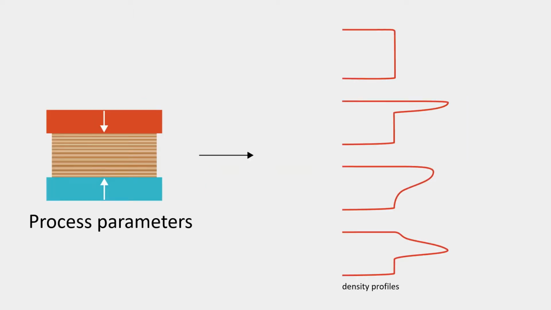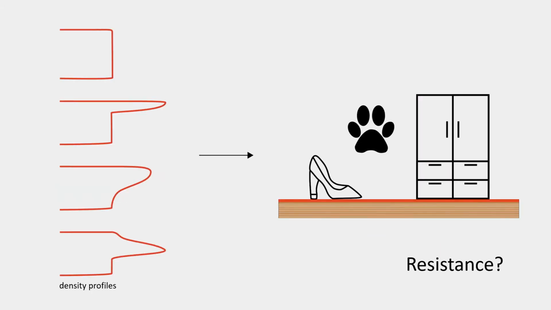Depending on the process parameters, different density profiles can be achieved. High peaks at the surface layer, wider peaks, or, for example, peaks which start a little bit further in the core of the sample. The question is, which of these density profiles provides our wood with the best resistance for the intended application?